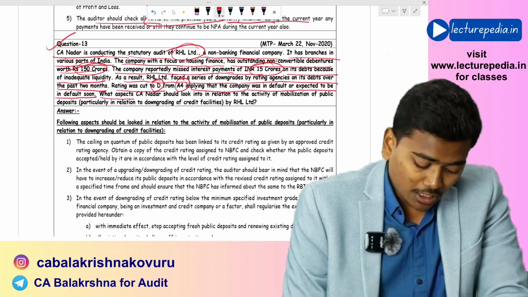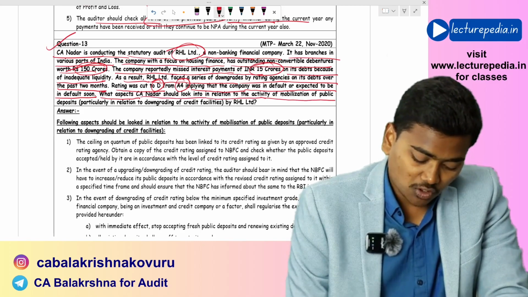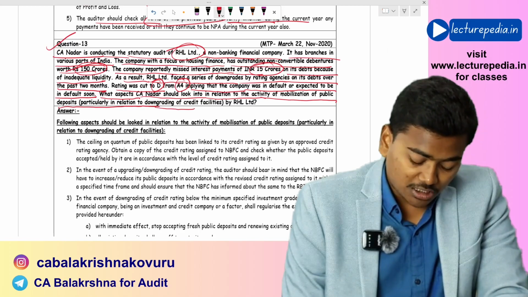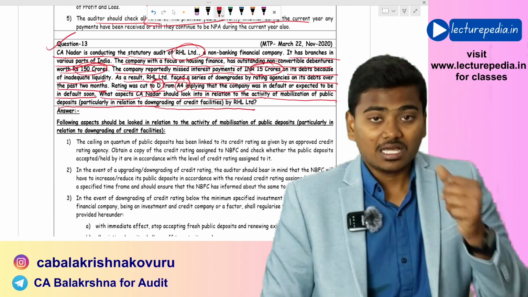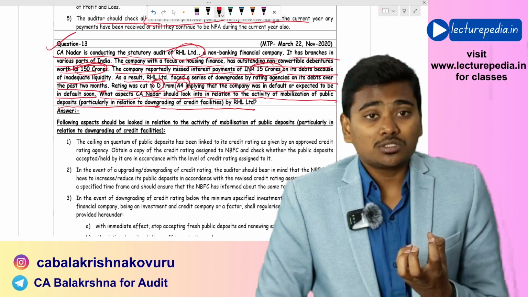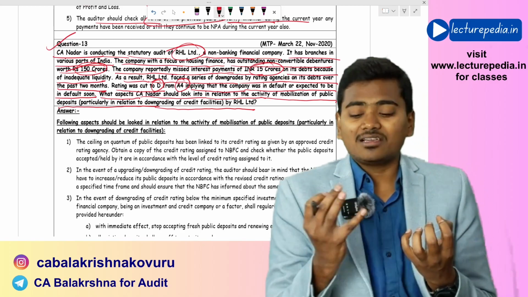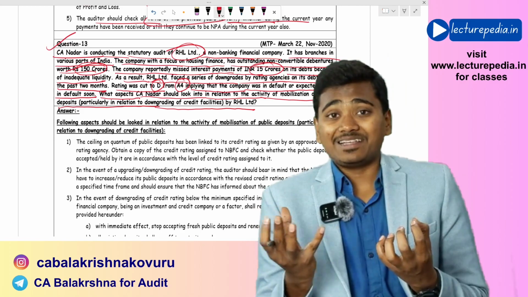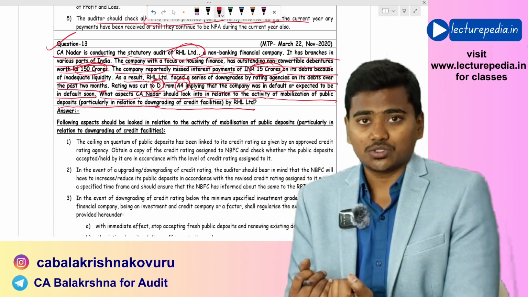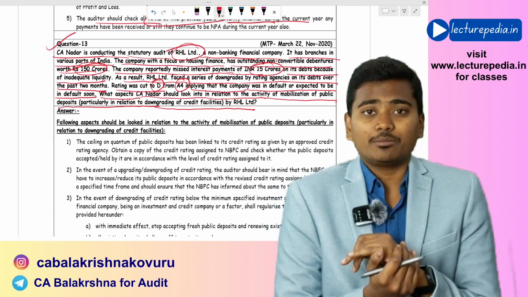What aspects should CA Nadar look into in relation to the activity of mobilization of public deposits, particularly in respect of downgrading of the credit facilities by RHL Limited? As I have already told you, the amount of deposits that the NBFC can accept is directly linked to the respective credit rating that it has. Now, in this question, the credit rating has been reduced. In this situation, what points have to be verified by the auditor?